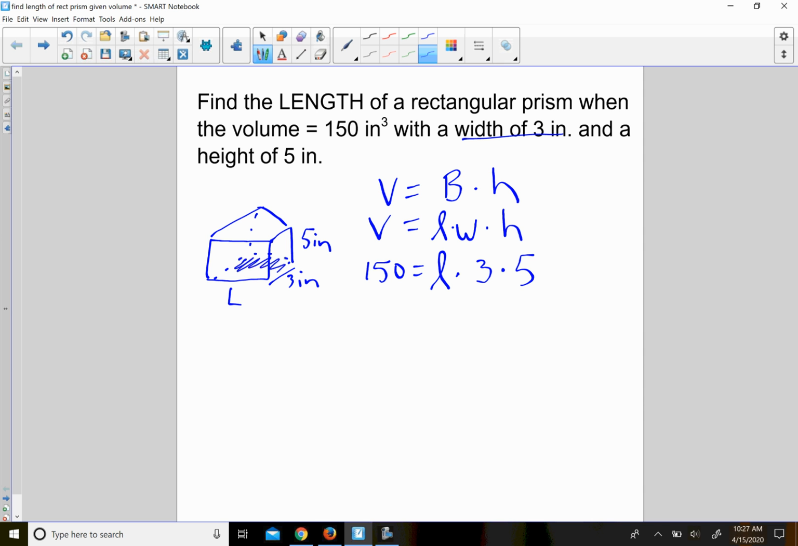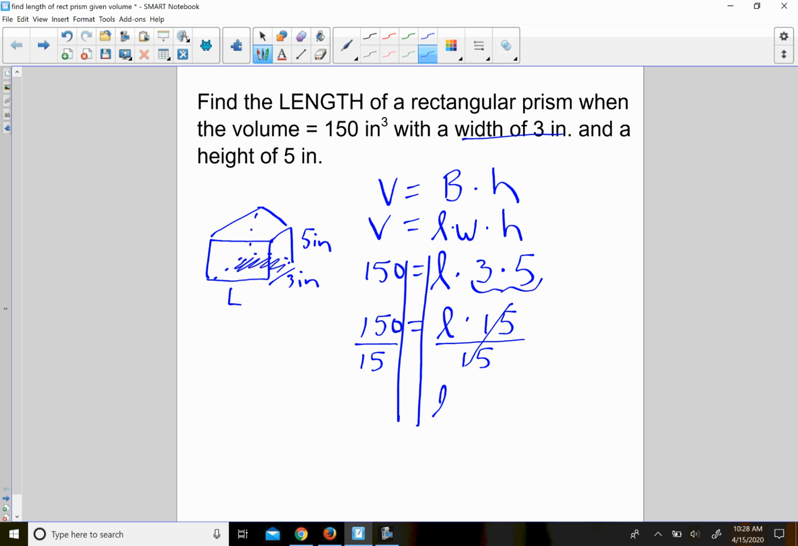So I'm going to go through this like I would an equation at this point. It's not just plugging in and multiplying. I got to move pieces around. 3 times 5 is 15. So something times 15 equals 150. Well, to solve this, I have to get L by itself. That would give me the length. So I'm going to divide both sides by 15. That would leave L by itself. There's the length, and it is equal to 150 divided by 15. Yep, you're right, that is 10.